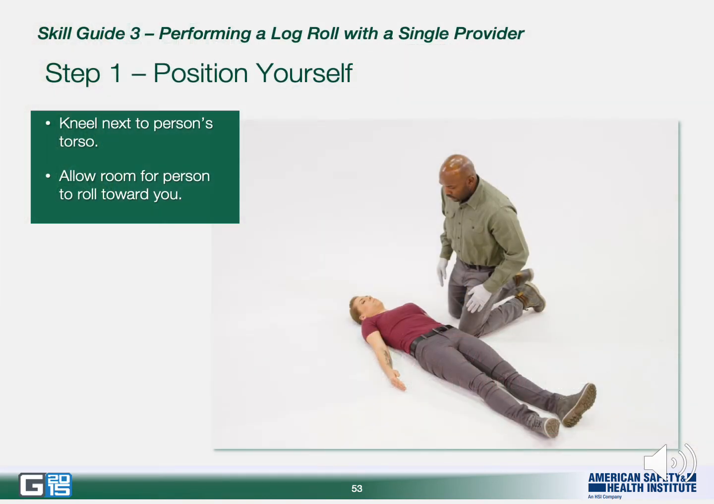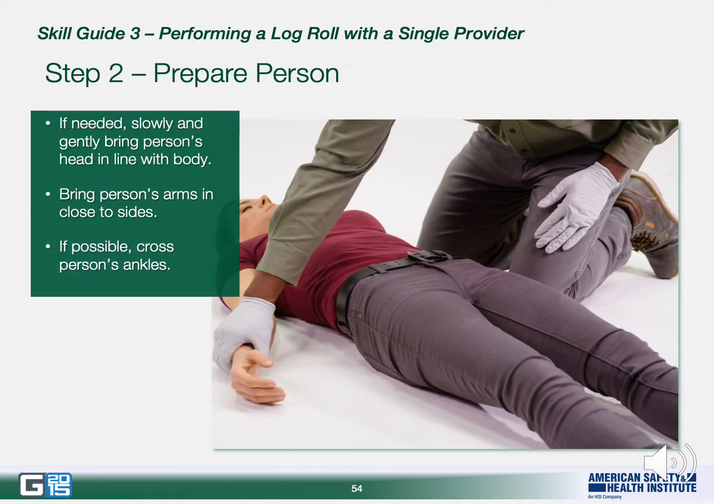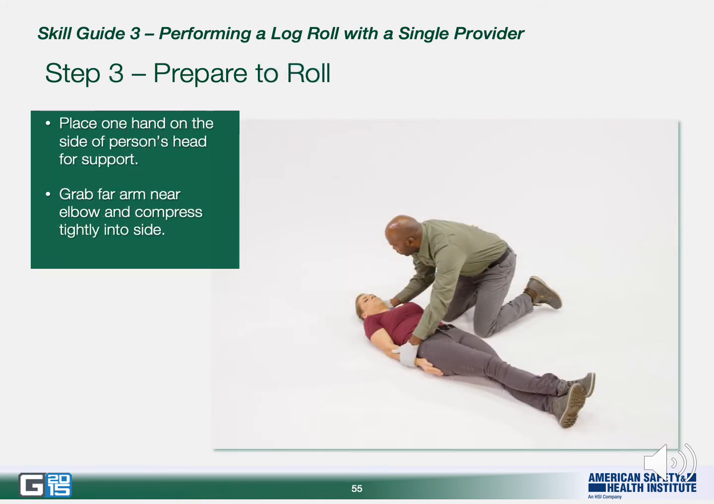So you position yourself. Kneel next to the person's torso, allow room for the person to roll towards you, and if needed, slowly and gently bring the person's head in line with the body, and bring the person's arms in close to the sides. If possible, cross the person's ankles. Okay, place one hand on the side of the person's head for support, and grab the far arm near the elbow and compress tightly into the side.